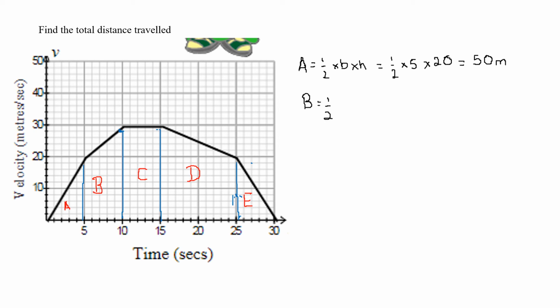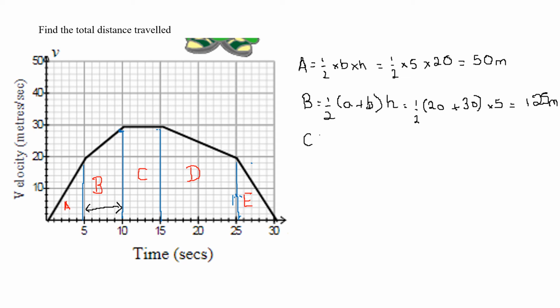So B is a trapezium, so I'm going to do half A plus B. Remember, A and B are the parallel sides. Then I'll multiply that by the height, and in this case the height will be the length along the x-axis. So I'm going to get half, and then if I take the left hand line to be A, that's going to be 20. My right hand line will be 30, so that will be B. I'm going to multiply it by my height, which is going to be 5. So that's going to give me 125 meters.